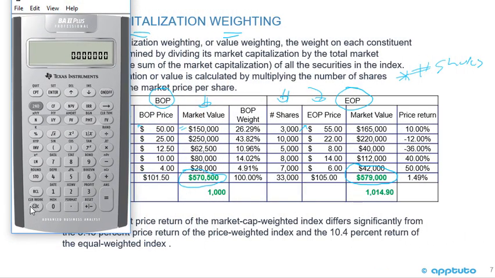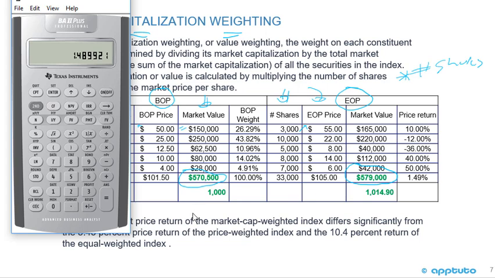We can see that 579,000 divided by 570,500, and we're just going to minus 1 times our 100, and we get a return of 1.49%. Okay, so you can see a little bit of rounding here, return of 1.49%.